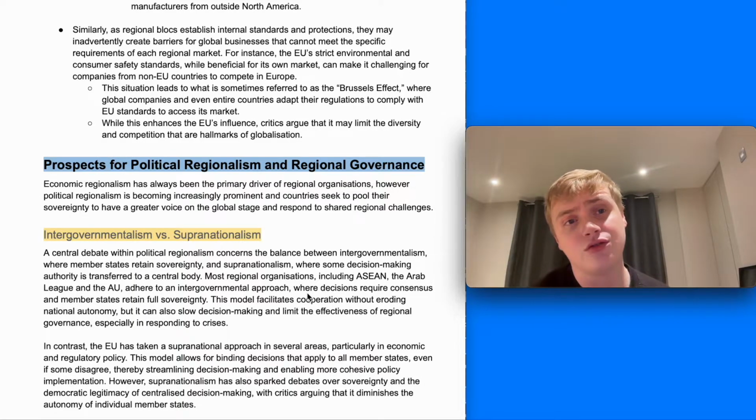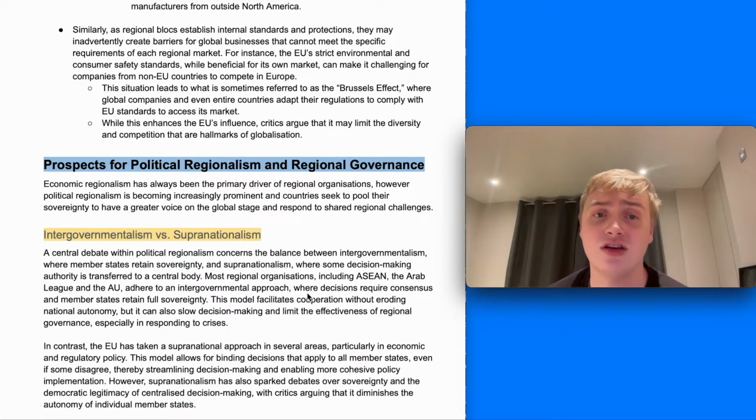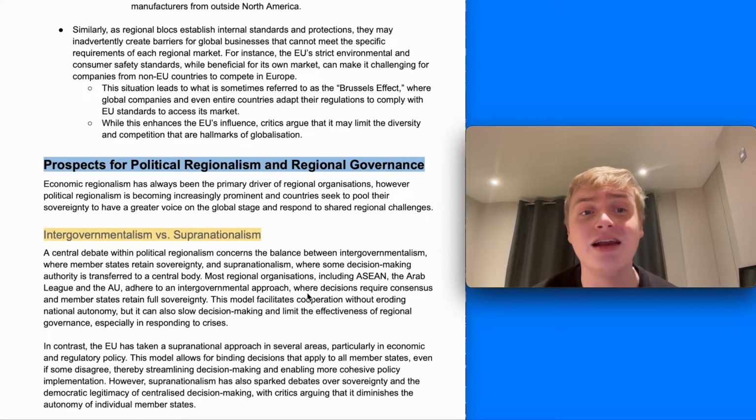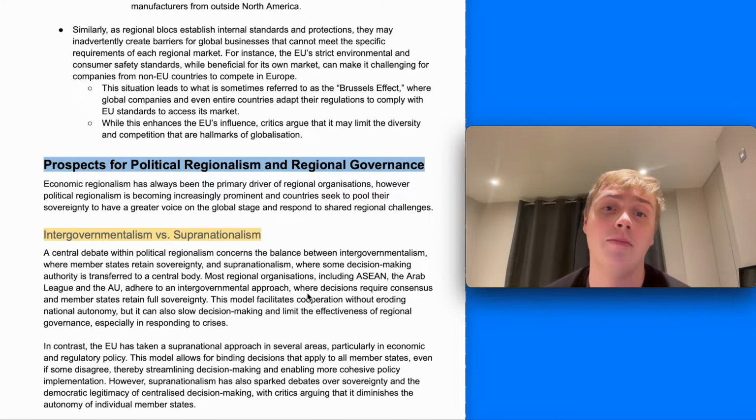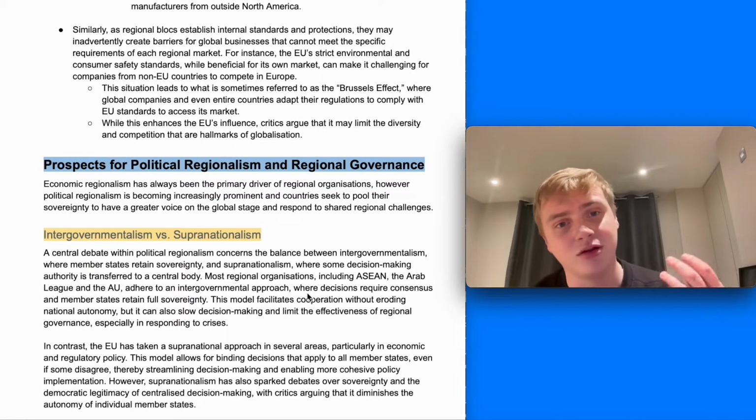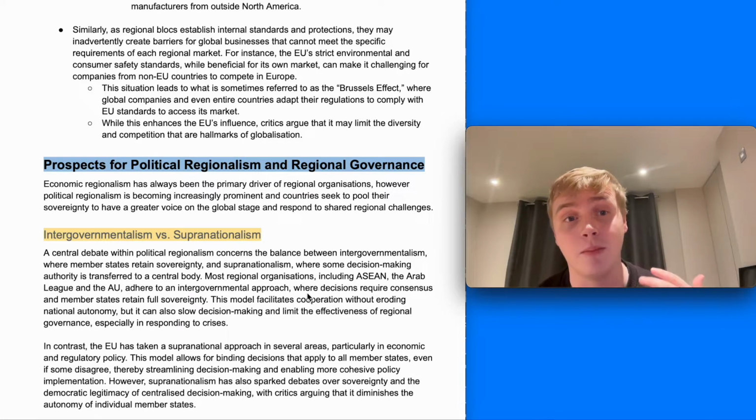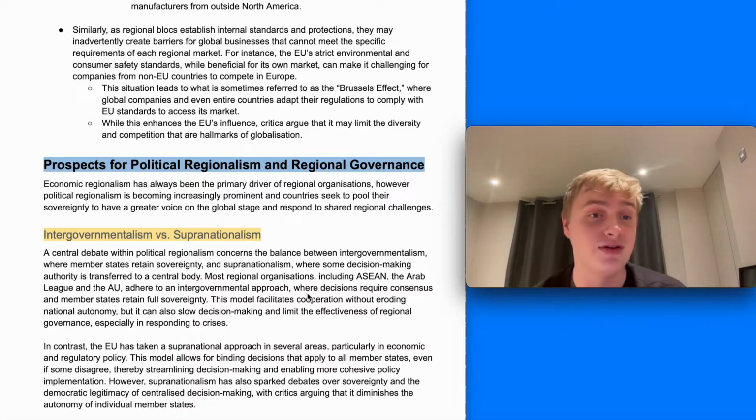Similarly, as regional organisations establish internal standards and protections, they may inadvertently create barriers for global businesses that can't meet the specific requirements for each regional market. For instance, the EU's strict environmental and consumer safety standards may make it challenging for companies from non-EU countries to compete in Europe. And this is sometimes referred to as the Brussels effect, where global companies are forced to comply with EU laws, even if they're not within the EU.